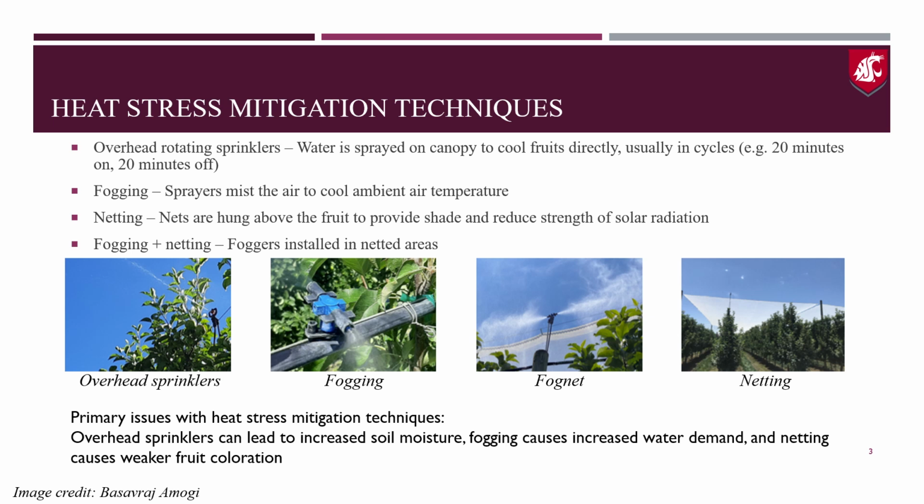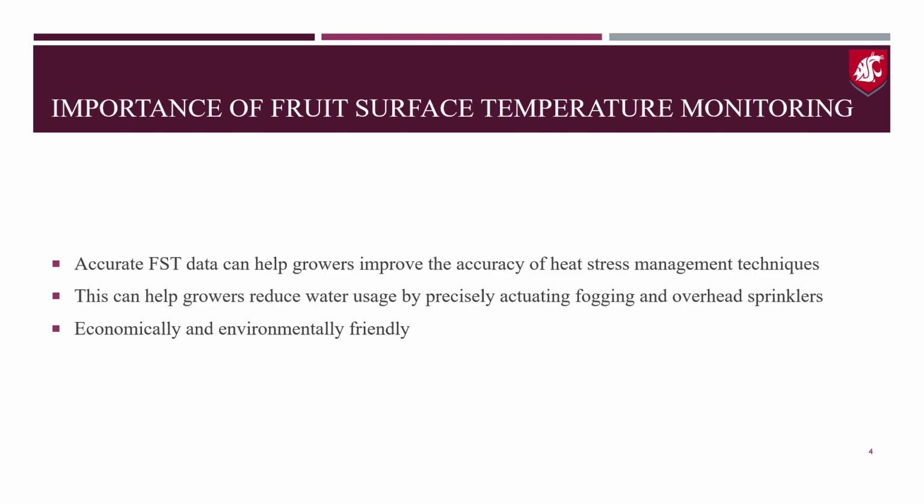Foggers have a high water demand, and netting can reduce the coloring of fruit. Accurately deploying these methods based on FST data can be crucial in reducing these downsides. It is important to measure FST so growers can improve the accuracy of heat stress management techniques and reduce their negative effects such as water usage, which is both environmentally and economically friendly.